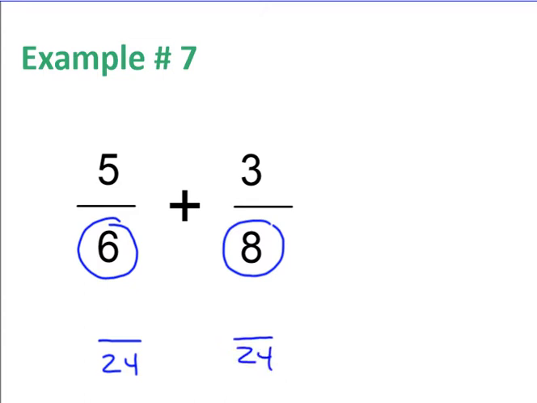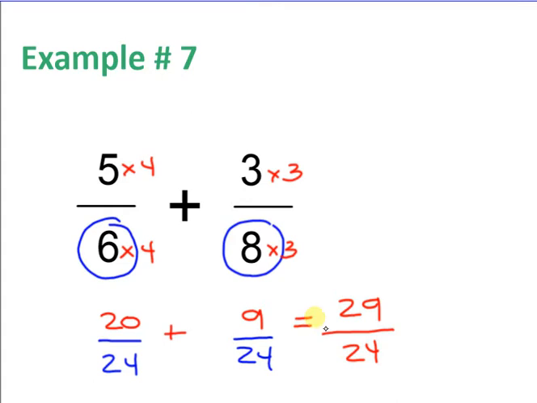Okay, so 6 goes into 24 4 times, so 5 times 4 is 20. 8 goes into 24 3 times, so 3 times 3 is 9. All right, now we add them up. 20 plus 9 is 29 over 24. And that's as simplified as it goes, but we're also going to make it a mixed number. 24 goes into 29 one time, and the difference between the two of them is 5, and we keep the same bottom.